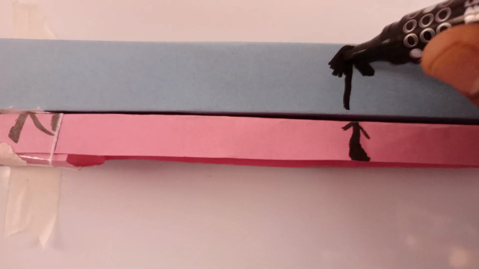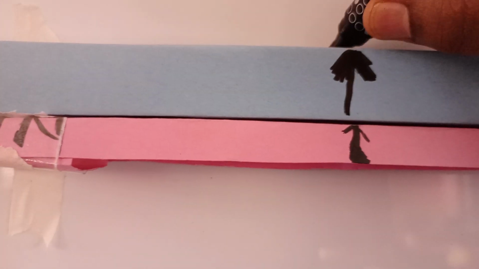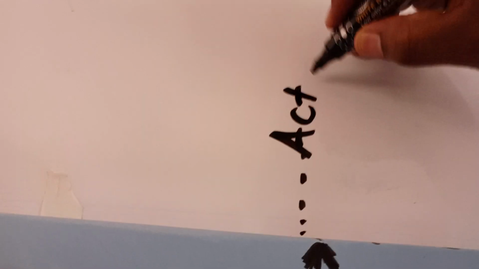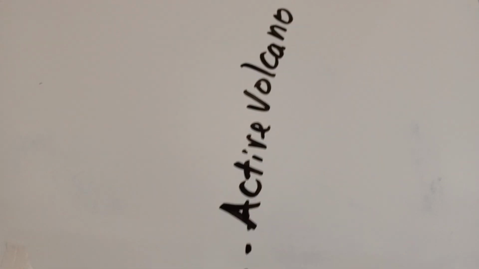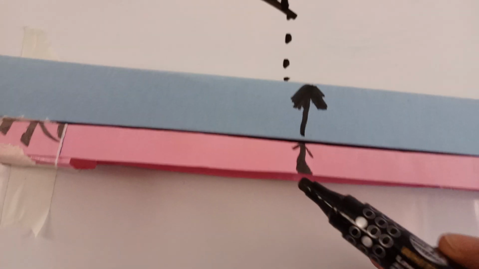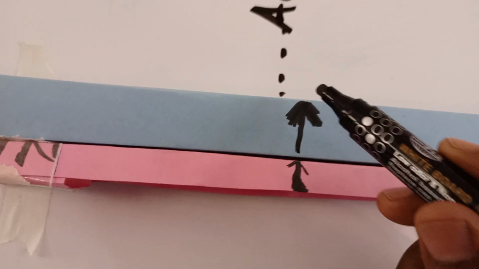So on this part, that's where you have an active volcano. So this volcano is erupting because it is straight above a hot spot. So magma rises, breaks through the crust, and erupts outside.